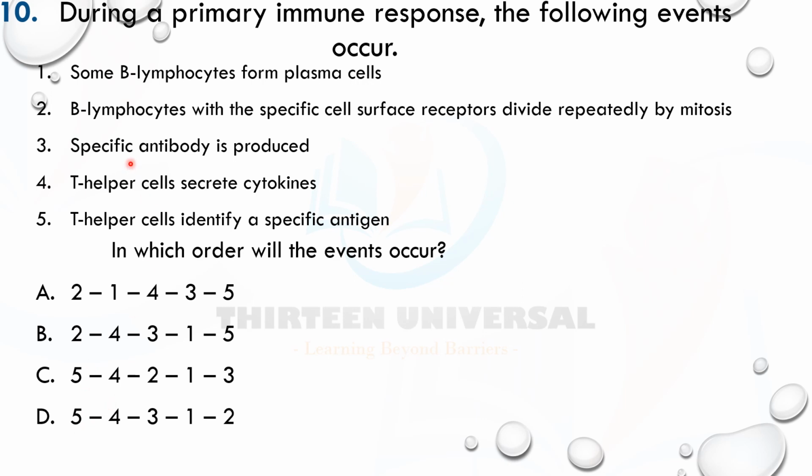Let's check the next one. B lymphocytes with specific cell surface receptors divide. Yes, they're stimulated to divide, so that's 2. Specific antibodies are produced? No. Once cytokines are released, they stimulate B lymphocytes with specific cell surface receptors to divide repeatedly by mitosis. So it's going to be 5, 4, 2. Then 1, the B lymphocytes form plasma cells, and the plasma cells make antibodies. So C is the answer.